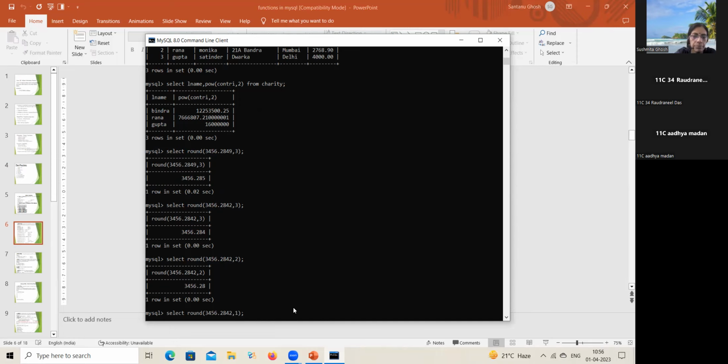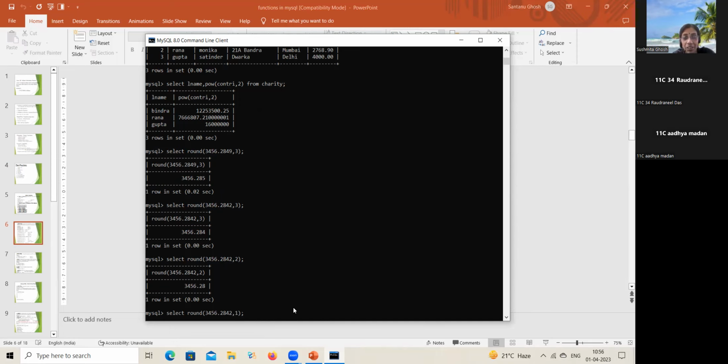Try this one. Okay, try this one. Yes, try this one. 3456.2. Why 0.2? My second digit is more than 5. You have rounded off the number up to 0 decimal places. There are no decimal place values. But I have to round off the number up to 1 decimal place. Means your answer should have 1 decimal place.